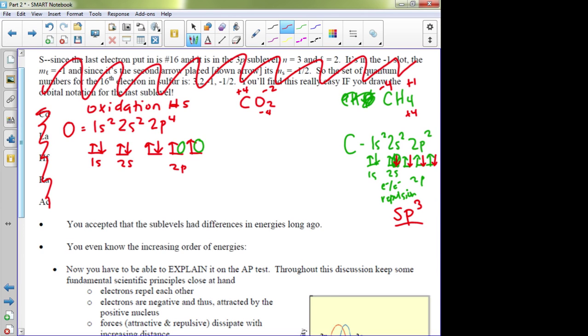All right, but does everybody see how oxygen normally forms a -2 then? Because it's got 2 empty spots where it can accept an electron with somebody else. We see that?